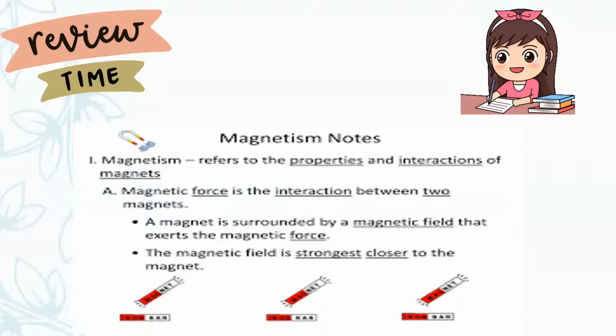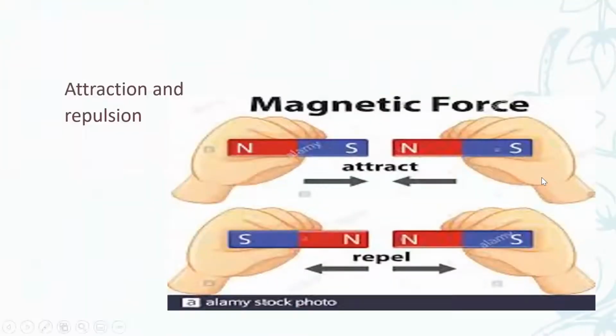The magnetic field is strongest closer to the magnet, and it will be weaker away from the magnet. If you come close to the magnet, then you will experience a higher magnetic force, the strongest magnetic force, influencing that object. And if you move away from the magnet, then the force will be weaker and weaker. So this is all about your previous knowledge, your previous lecture. Now come towards today's lecture.